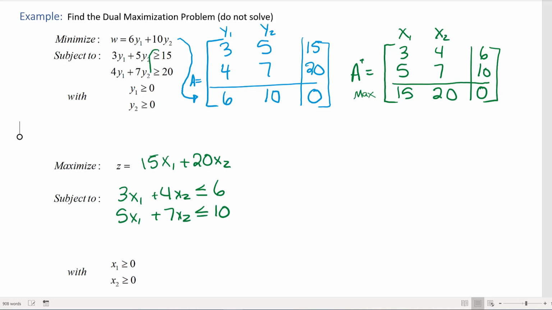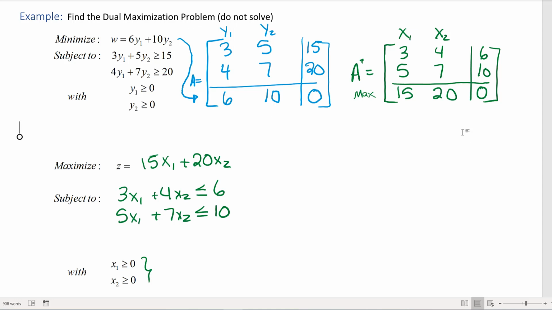Notice before they were greater than or equal to, and now they're less than or equal to, because in the standard minimum problem they have to be greater than or equal to. In the standard maximum problem they have to be less than or equal to. And we also have x1 is greater than 0, x2 is greater than 0. These are requirements, these are condition 2 that have to be met for both max problems and min problems.